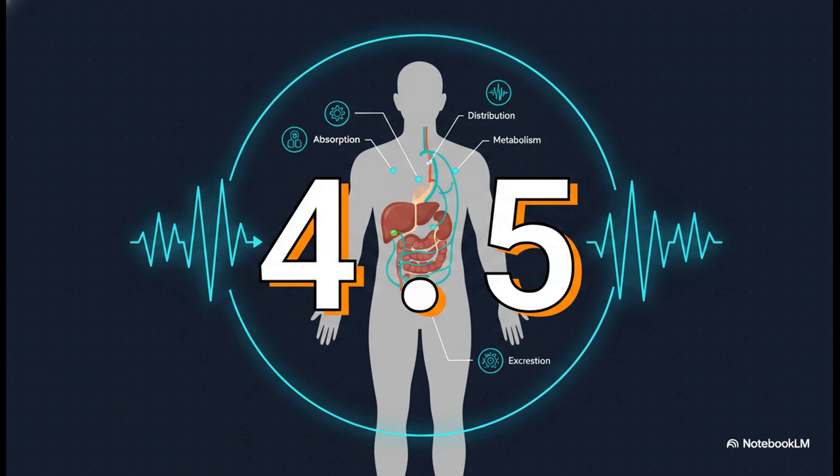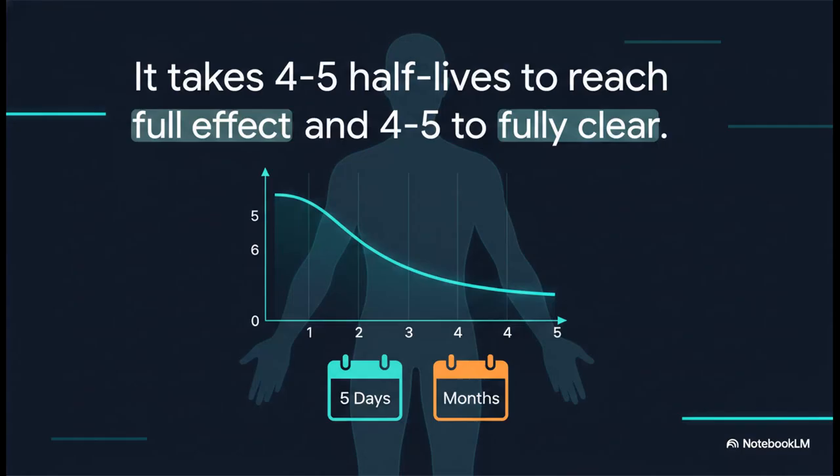As we wrap up talking about clearing drugs, I want to burn this magic number right into your memory: 4 to 5. This is the absolute clinical workhorse number for pharmacokinetics when we talk about a drug's half-life, which is simply the time it takes for the drug's concentration in your blood to drop by exactly half. So why 4 to 5? Because the rule is it takes 4 to 5 half-lives to reach a steady state for full therapeutic effect, and it takes 4 to 5 half-lives to fully clear a drug from your system.